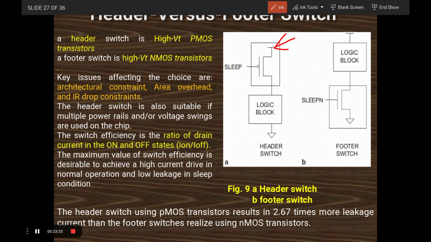So here the switch is placed on the top of the logic block. That's why it is called a header switch. Here the switch is placed on the bottom of the corresponding logic block. Therefore, we can call it a footer switch.